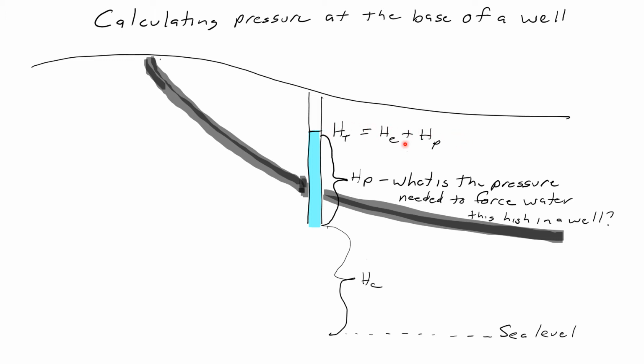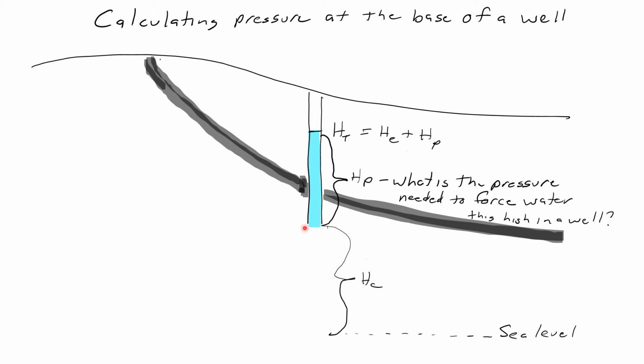What I have right here is an equation from a couple weeks ago. It says the total head, the total height of the water column, equals an elevation head. And remember, the elevation head is the distance from sea level to the base of the well. It may be a few feet, a few hundred feet. Around here, it'll be probably a few thousand feet. That's the elevation head.